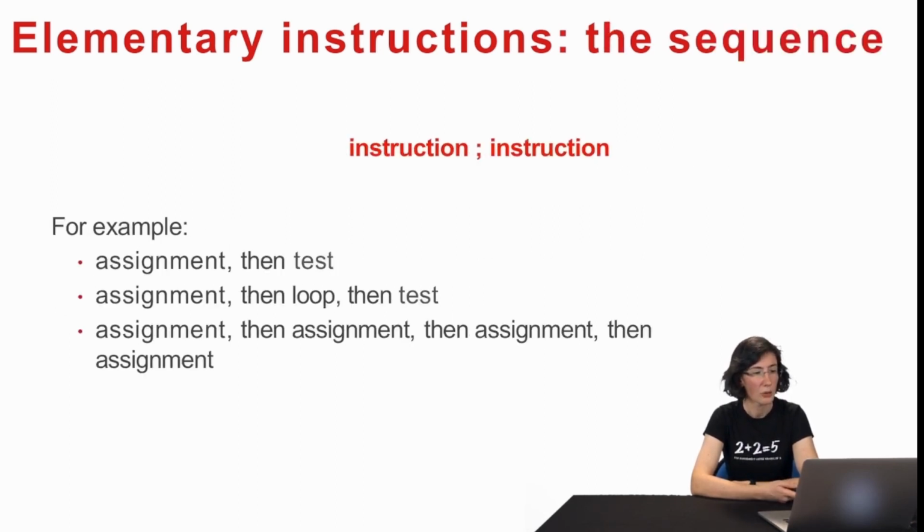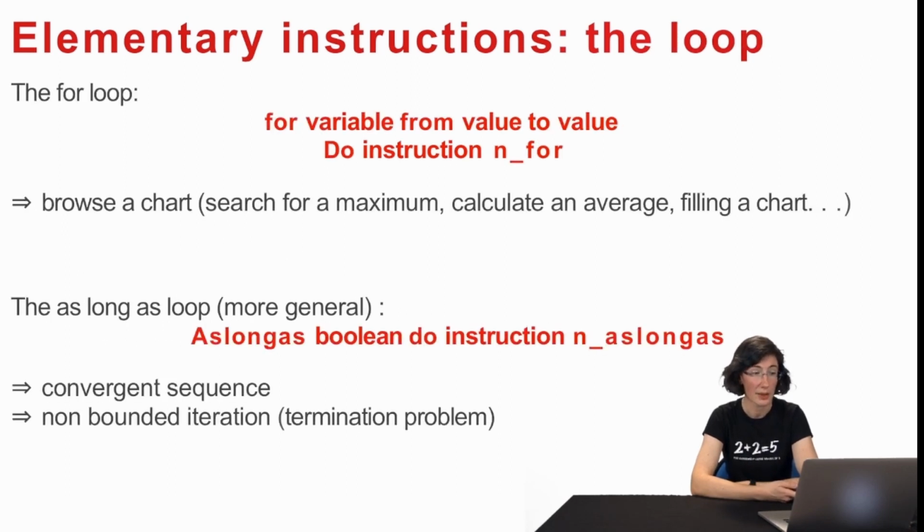The next instruction is the sequence. The point of the computer is that it is able to execute successively a certain amount of operations, in this case, instructions. For example, we can perform an assignment, then a test, or an assignment, a loop and a test, or a certain amount of successive assignments. There is a more interesting instruction, the loop.